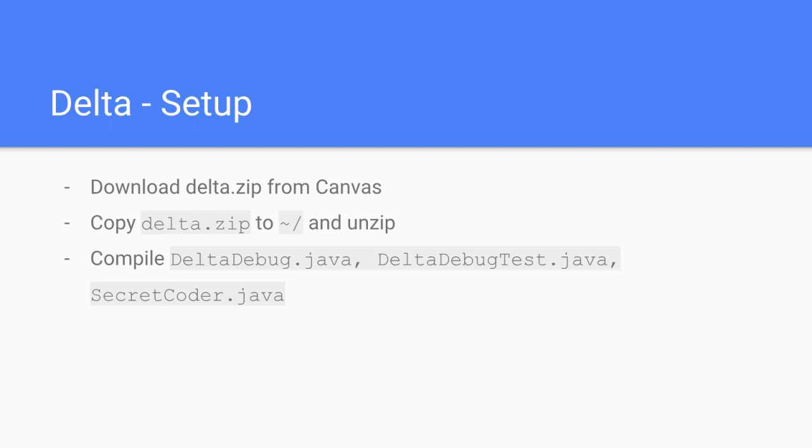The setup for this lab is pretty straightforward. It's a later lab, so I'm not going to go into details on how to download this from Canvas, but you'll need to get the Delta zip from Canvas and then copy it to your home directory and unzip it. Once you unzip it, then there'll be a couple of Java files that you need to compile, and then you're ready to get started. So let's take a look at what this looks like on the VM.